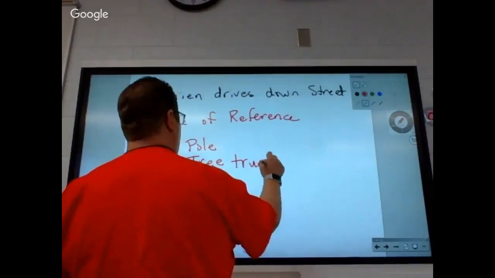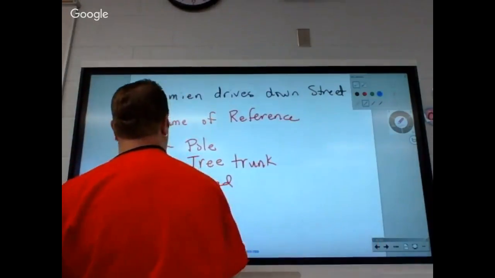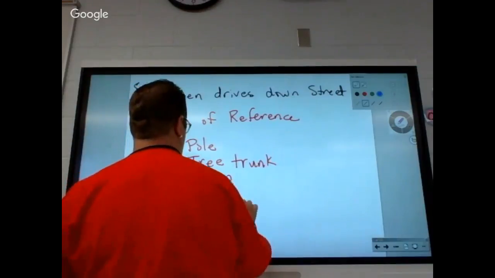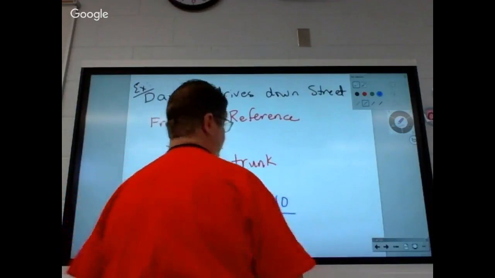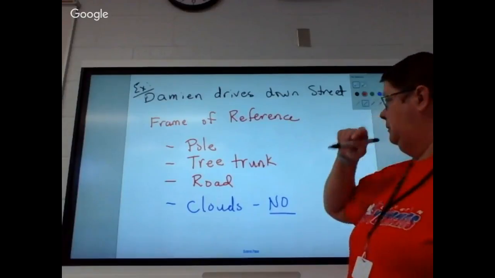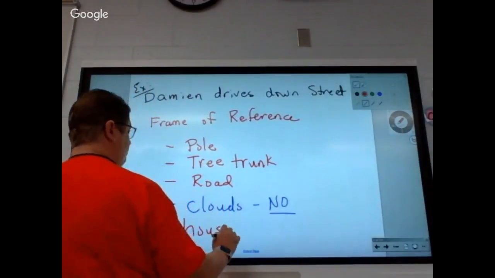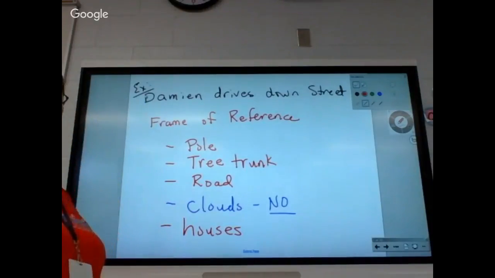Clouds. All right, clouds is an answer we often get. Clouds move, okay? They move and they change shape all the time. So you don't want to use clouds as a frame of reference when you're outside. What else can we use as a frame of reference when you're outside? Houses, parked cars, sure.